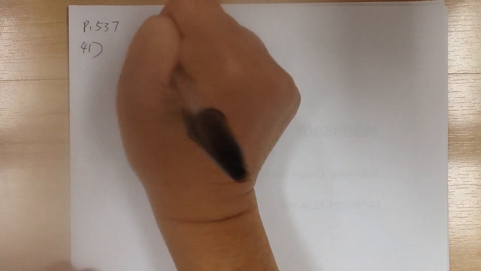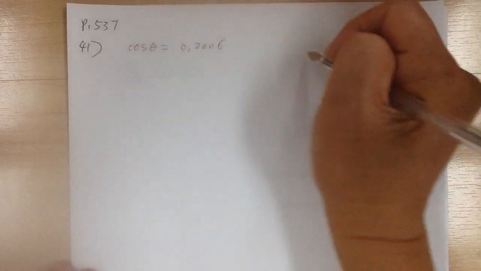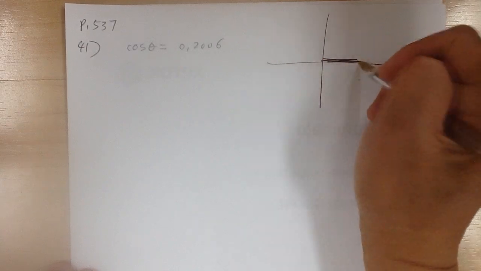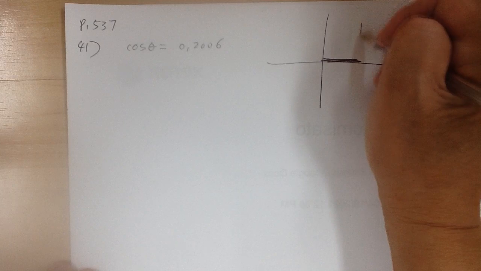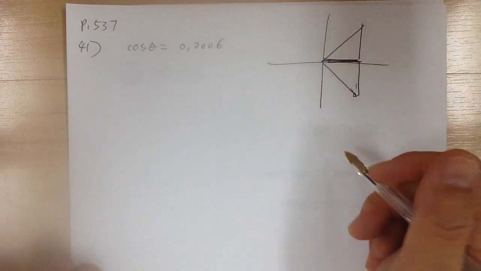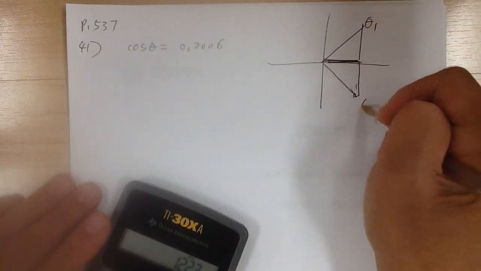You got cosine theta equal to 0.2006. Okay, so cosine is positive. Cosine is horizontal, so when it's positive, it's going to be right over here. So that's your cosine is x. That means your triangle is going to be here and here. So let's go and get this first. That's your theta 1 and that's your theta 2.